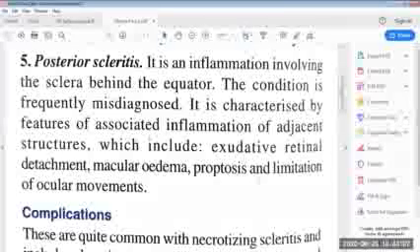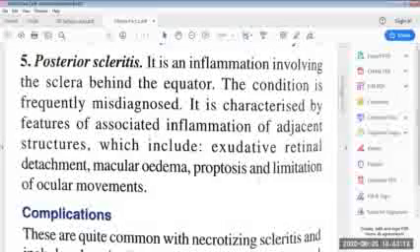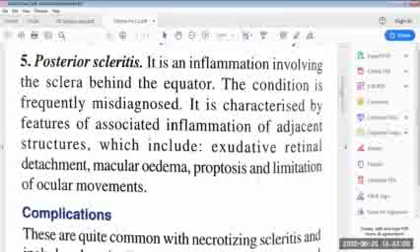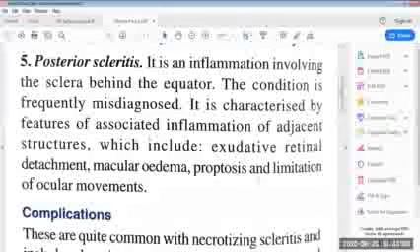What is the exudative retinal detachment? It occurs due to the retina being pulled away by neoplasm or accumulation of fluid beneath the retina following the inflammatory or vascular lesions. Next is the macular edema. It is the edema fluid collection in the macula, which is a part of retina. Proptosis, it is the anterior displacement of the eyeball and limitation of ocular movement. So these all things will be due to the inflammation of the adjacent structures.